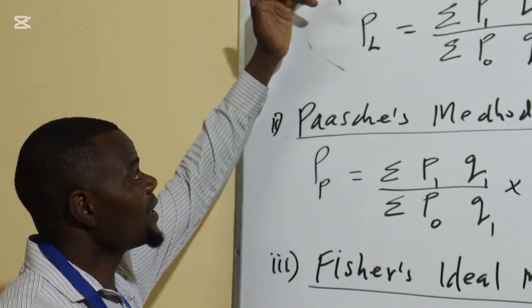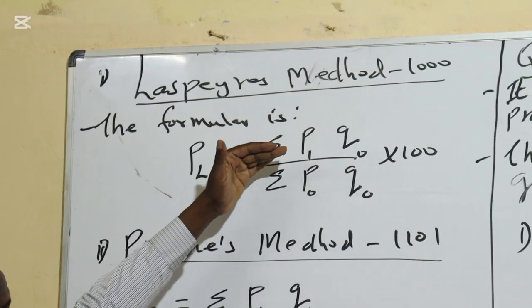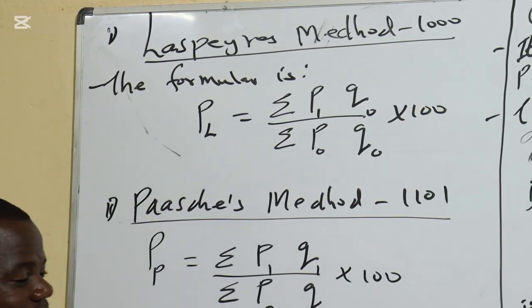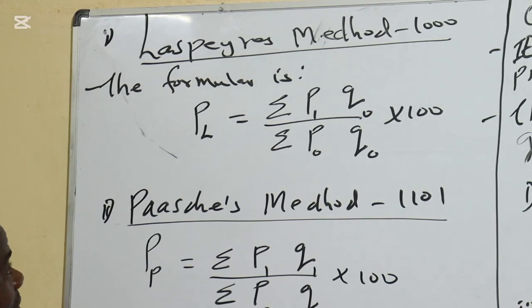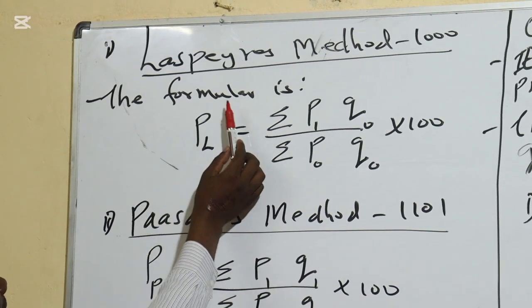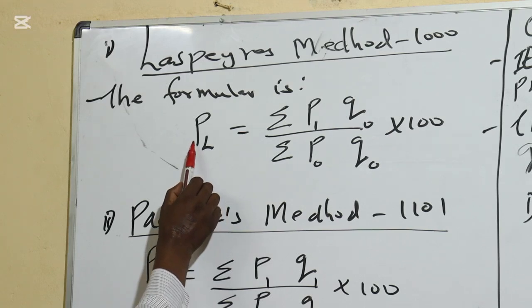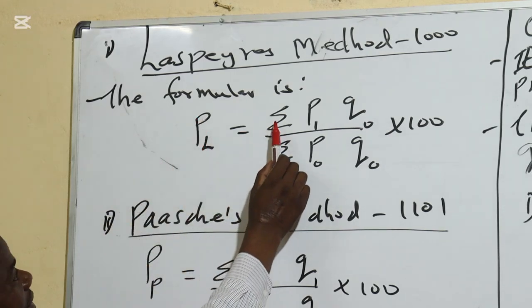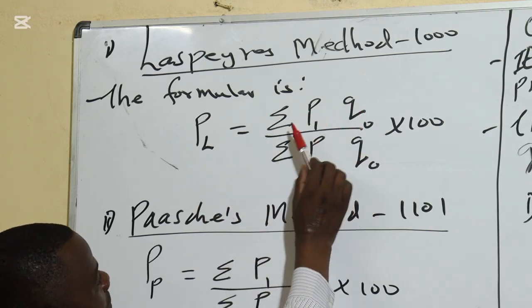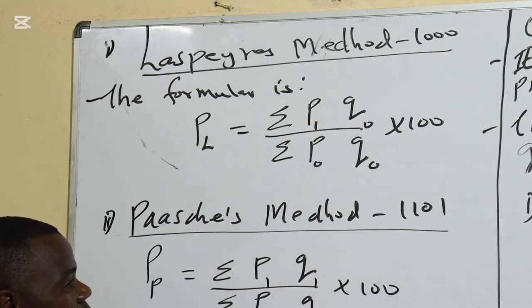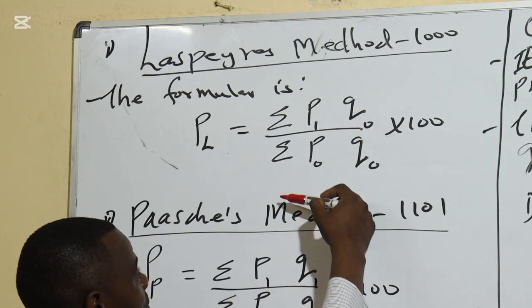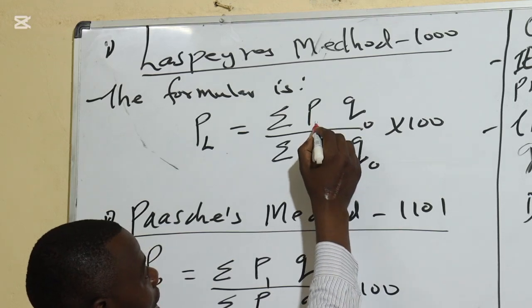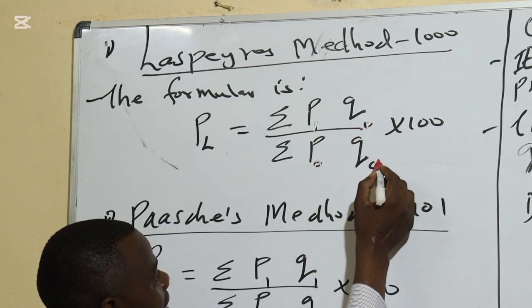Now this is the Laspeyres method. I want you to write 100 behind it. I'll tell you the importance of having that 100 there. So the formula is the price index due to Laspeyres. Price index due to Laspeyres is summation P1Q0 over summation P0Q0. Once you've written summation P1Q0 over summation P0Q0, now bring your 100. Just write it like that.